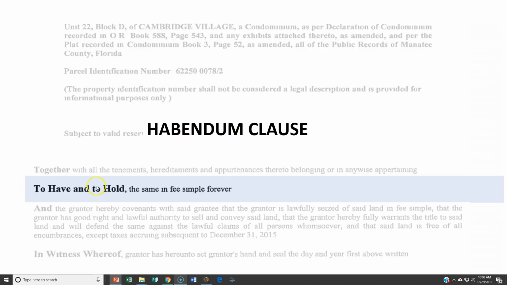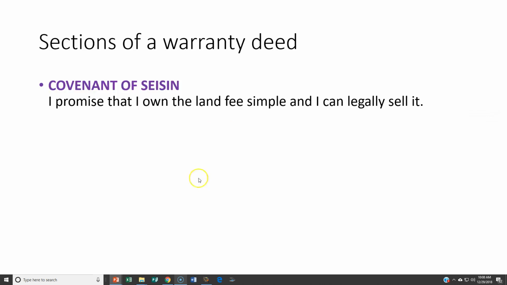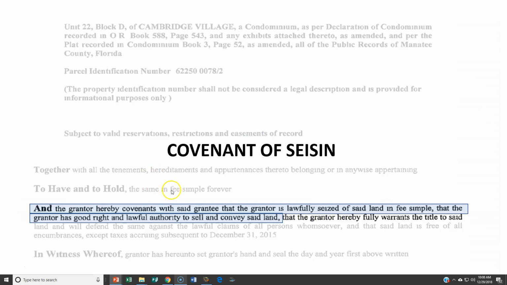This says the to have and to hold, the same in fee simple forever. Then we have a covenant. This is a promise, basically of seisin. I promise that I own the land, fee simple, and I can legally sell it. And here it is at the bottom of the deed. And the grantor hereby covenants with the buyer that the seller has lawfully seized the land previously in fee simple, and he has the right and lawful authority to sell the land.